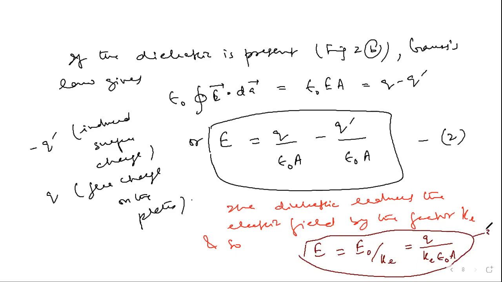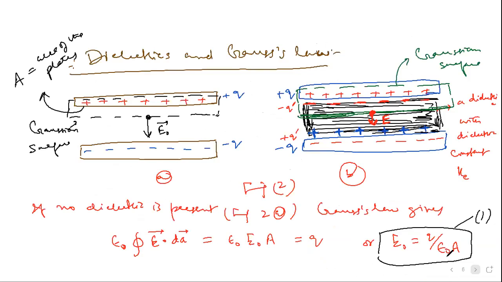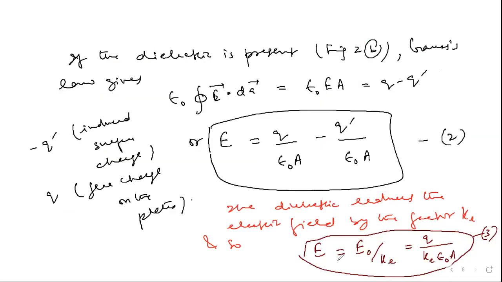This is my equation 3rd. E is the electric field within the dielectric. E naught is the vacuum electric field. We know E is E naught by Ke, and from first, E naught is Q by epsilon naught A. So I have written E is equal to E naught by Ke. I have substituted for E naught Q by epsilon naught A. So I got E is Q by Ke epsilon naught A. This is my 3rd.